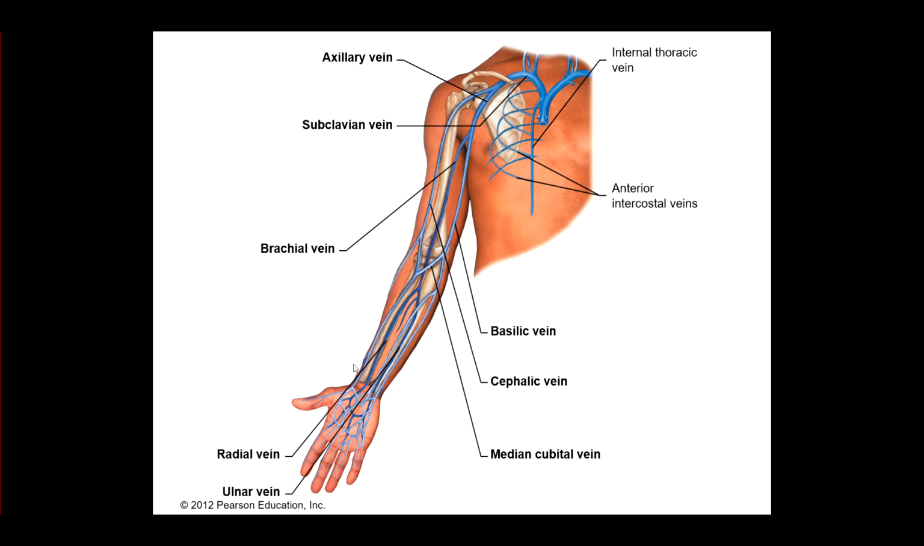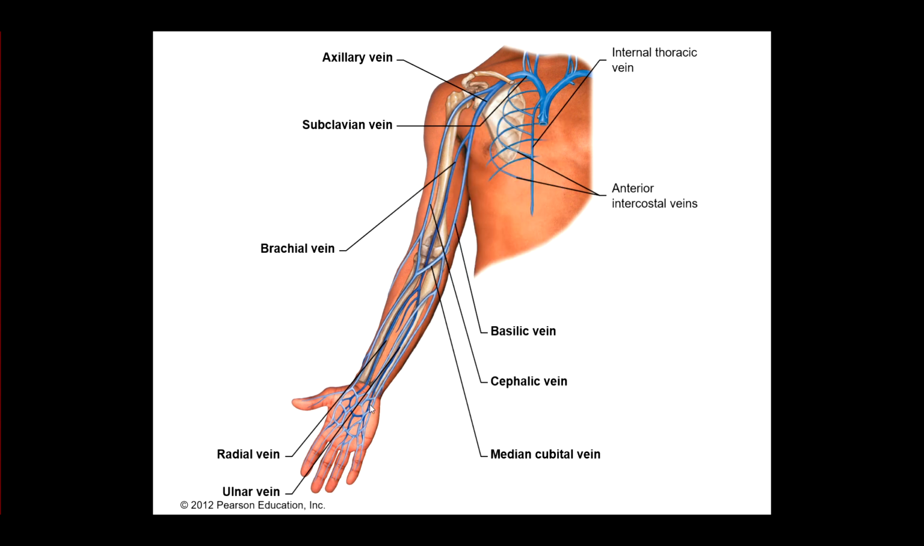So watch this on the lateral side of the forearm. This one right here, all of this lateral side of the forearm, then it comes up this way, all of this is going to be the cephalic, and then it dumps into the subclavian way over here. So it's a really long vein, all of that.